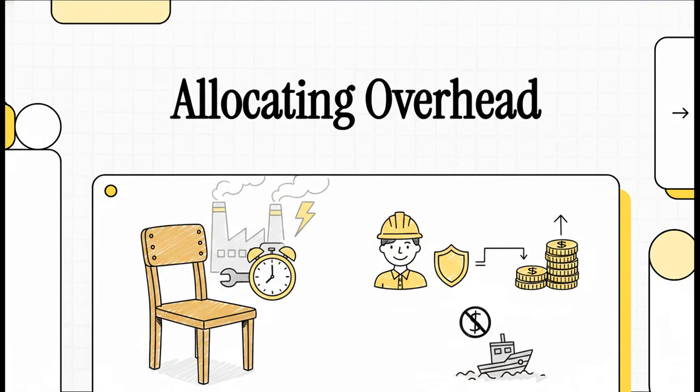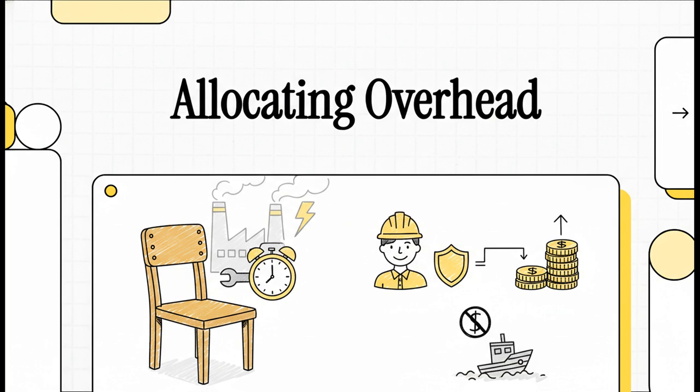Have you ever really stopped to think about what a product truly costs to make? I mean, sure, you can add up the obvious stuff, right? The wood, the screws, the time someone spent physically putting it together. But what about all those hidden costs? The factory's electricity bill, the supervisor's salary, the insurance. Getting that number wrong, well, it can literally sink a business.